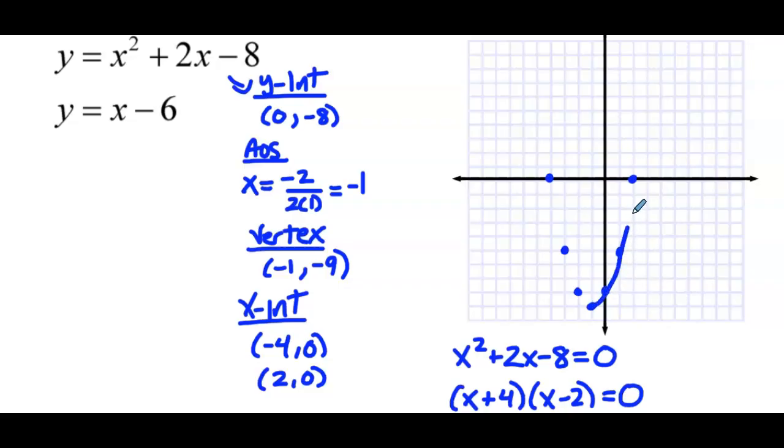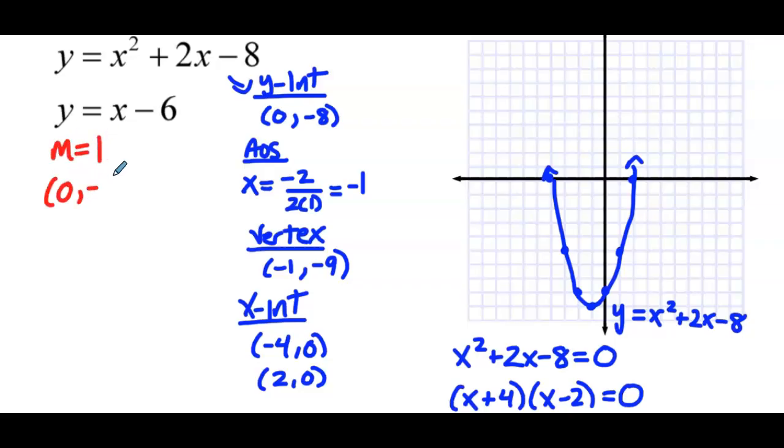So we will graph the parabolic curve and label that as y equals x squared plus 2x minus 8. And then we have y equals x minus 6, which is in slope-intercept form. So the slope is 1, and the y-intercept is the point 0, negative 6. So 0, negative 6, and then a slope of 1.